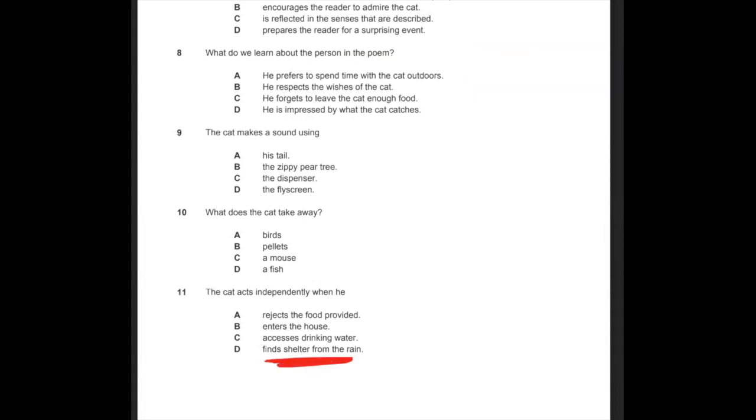So the only time he actually acts independently, when he acts by himself, is when he accesses drinking water, right? It says in the very first paragraph that even though he has clean water inside the house, he prefers to lap up the clay water, right? He drinks the muddy, dirty water. That's why C is the best answer for this question.